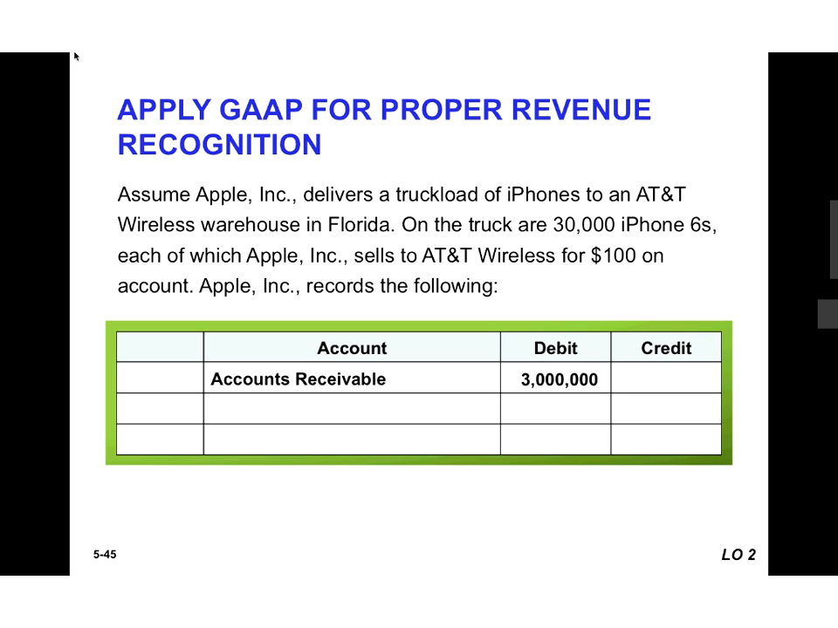So they're going to have a receivable due from AT&T. So we have debit accounts receivable, credit sales revenue for $3 million. Okay. So that's a basic sales journal entry. That shouldn't be anything new from what we did before. So we've got the accounts receivable debit, the sales revenue credit.